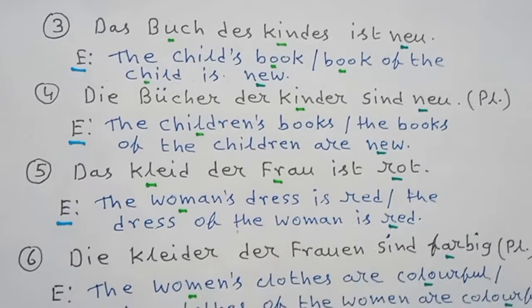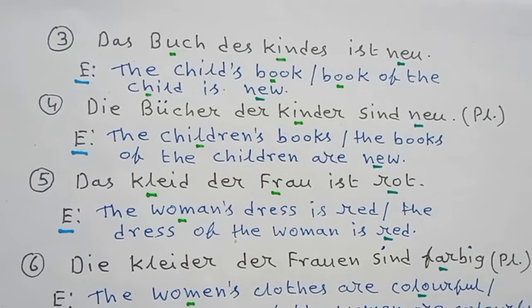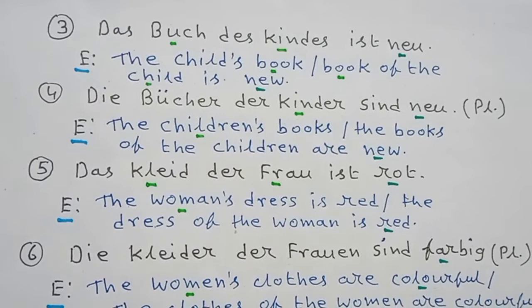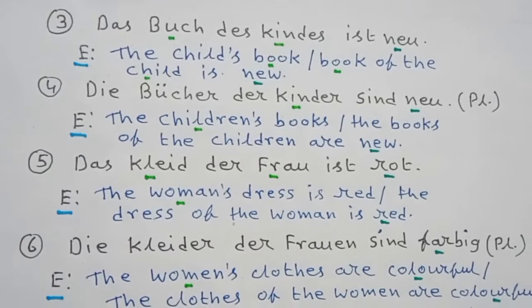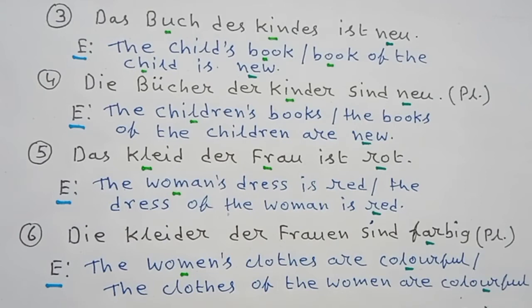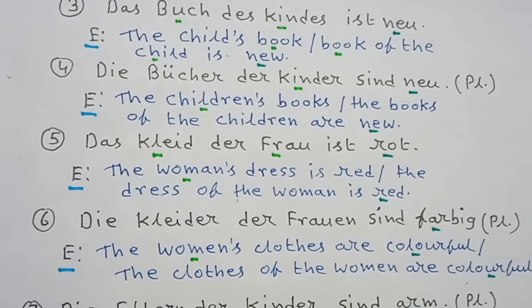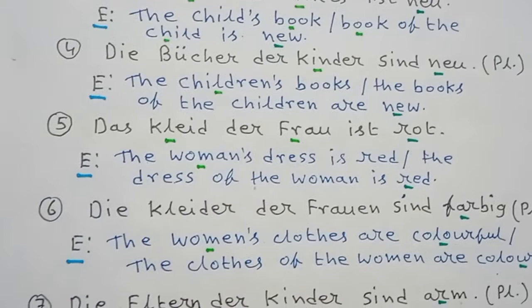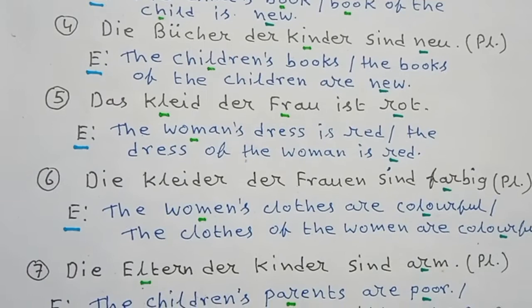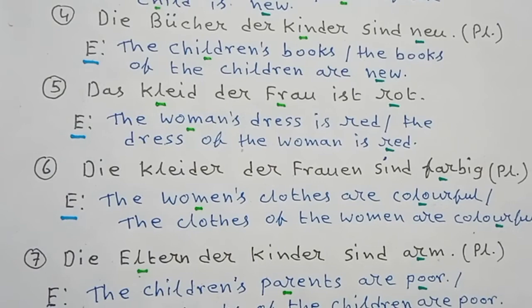Number three: Das Buch des Kindes ist neu. The child's book, or the book of the child, is new. Number four: Die Bücher der Kinder sind neu. Here is plural. The children's books, or the books of the children, are new. Number five: Das Kleid der Frau ist rot. The woman's dress is red, or the dress of the woman is red.